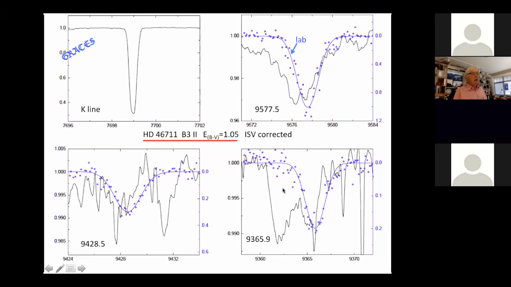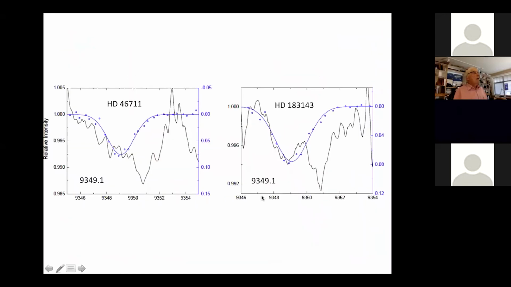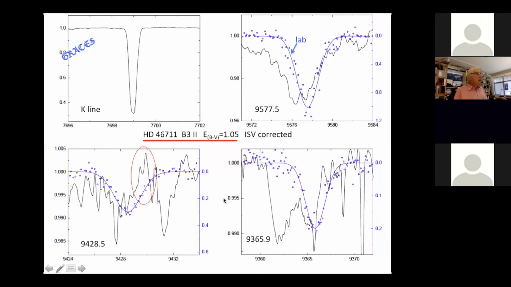and 9366 with the new diffuse interstellar band, the unknown one in the wing here. And also the 9349 line, and the agreement which we had got with 183143 is shown here. Can I go back? Yes.